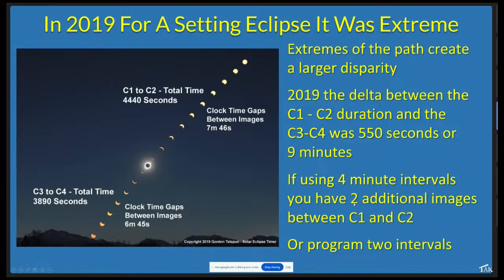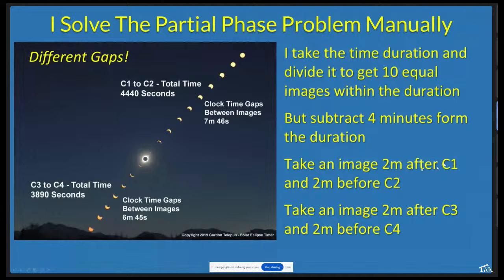So the way I solved the problem doing it manually is I don't set the time of the intervals, I set the percentage of the crescent phase. So the way I do it is I take the time duration between C1 and C2 and I divide it out to make 10 images, but I also subtract 4 minutes. So I take my first image 2 minutes after C1, so you can see a little bite coming out of the sun, and 2 minutes before C2.